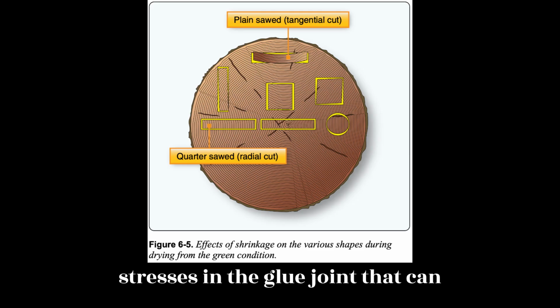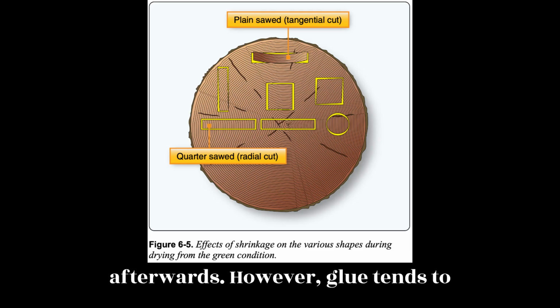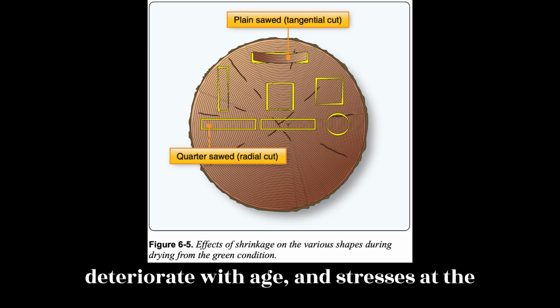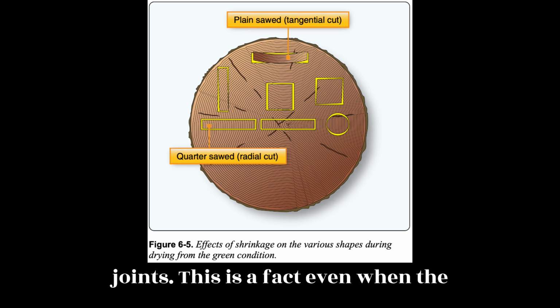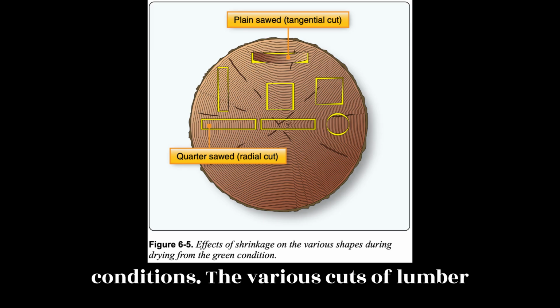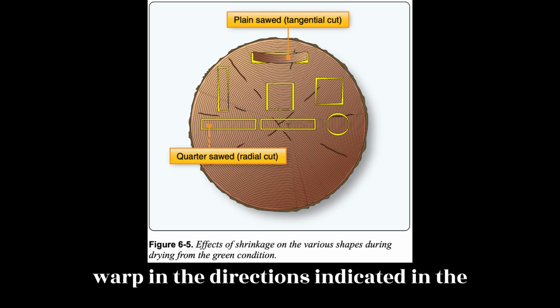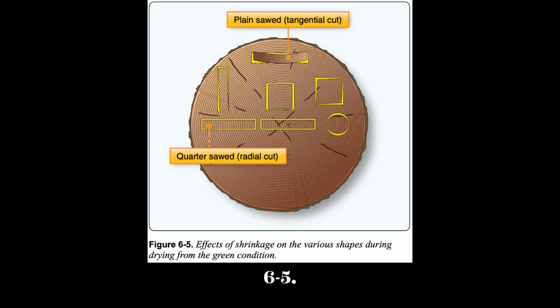This imposes stresses in the glue joint that can normally be accommodated when the aircraft is new and for some years afterwards. However, glue tends to deteriorate with age, and stresses at the glued joints may cause failure of the joints. This is a fact even when the aircraft is maintained under ideal conditions. The various cuts of lumber from a tree have a tendency to shrink and warp in the directions indicated in the yellow area around each cut in Figure 6.5.